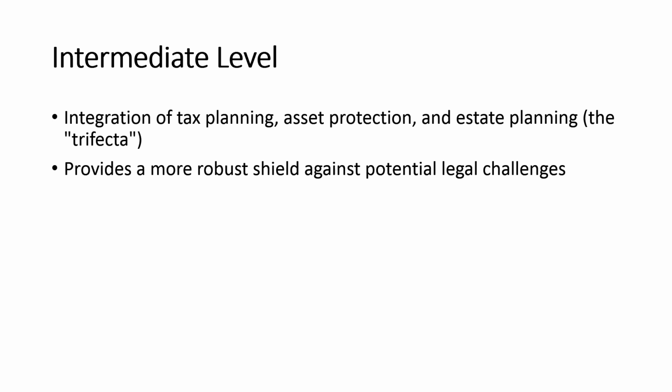An intermediate level of asset protection integrates tax planning into your asset protection and estate planning. So it's a three-part process, or three-legged process. So we'll call it the trifecta. This provides a more robust shield against potential legal challenges, which hopefully nobody has to go through, but I would rather have the protection in place rather than need it and not have it.